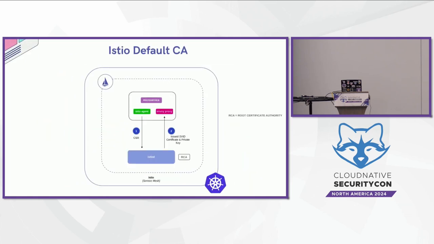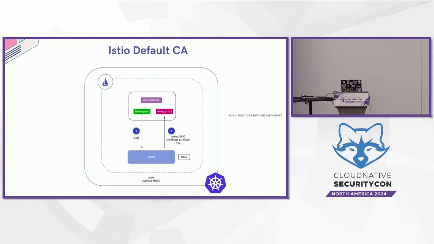But I want to start off by just describing how the default flow works with issuing of identities, in case you're unfamiliar with that. So the Istio agent essentially sends a certificate signing request to IstioD. IstioD functions by default as the root certificate authority when you install it. And then the IstioD is then going to sign that certificate and then will issue back an SVID, which is a SPIFFE verifiable identity document, an X.509 cert, to the Envoy proxy, and that's what it will use as its identity.